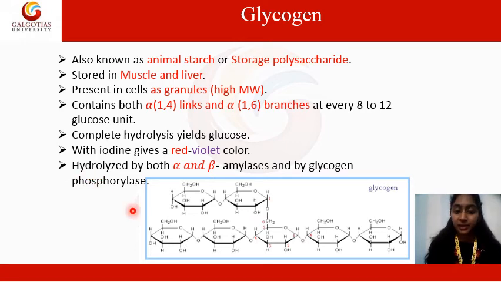Now, it can be hydrolyzed, means broken, by these enzymes. The names of the enzymes are alpha and beta amylases, and glycogen phosphorylase.